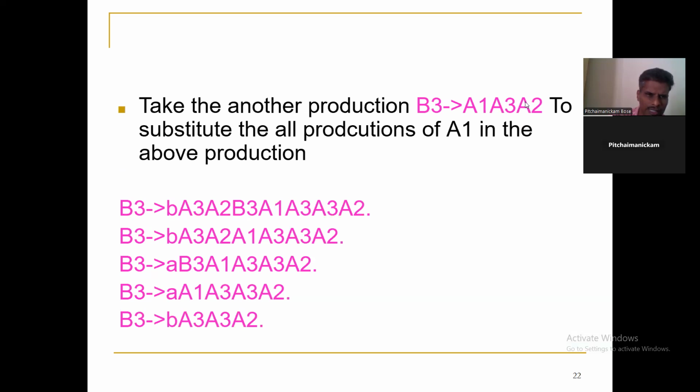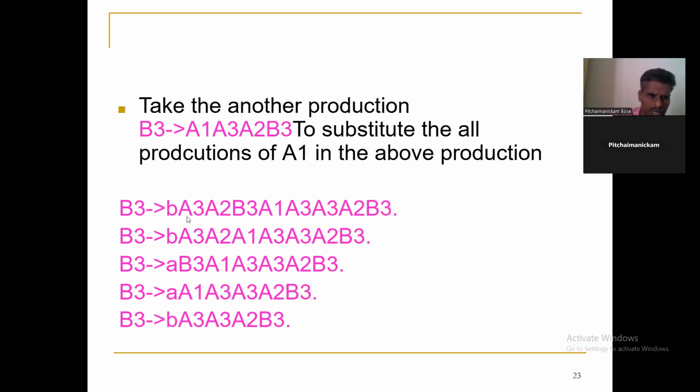A1 is also in GNF. So we have to substitute all the A1 productions in B3, A3. So now B3 is also in GNF. So this is the way we are going to convert the given normal form into the GNF.